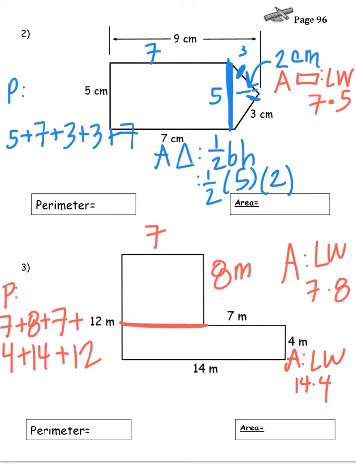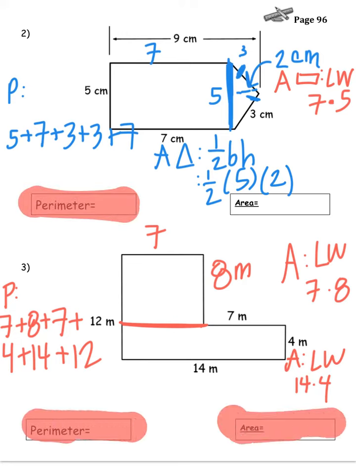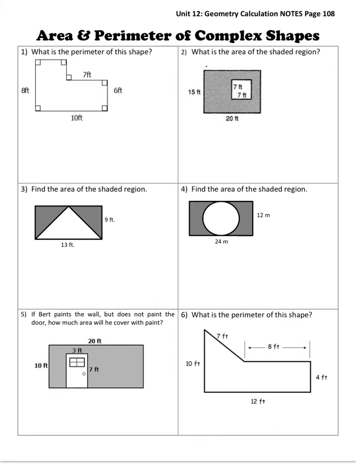Alright, so that means you're going to be left to calculate the perimeter and the total areas. Okay, last example I'm going to help you with. So we'll look at number 2. What is the area of the shaded region? So let's start by finding the area of the shaded region.